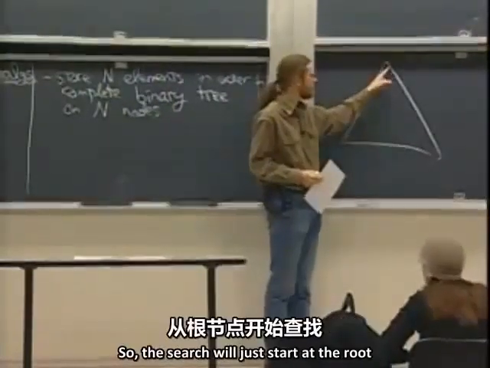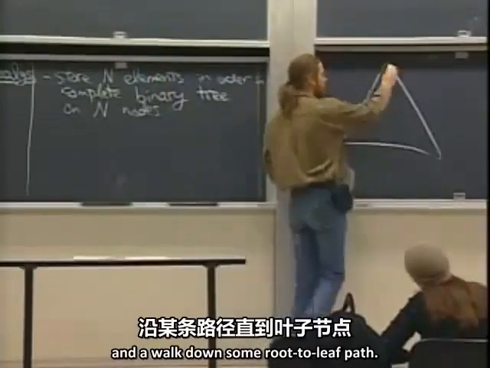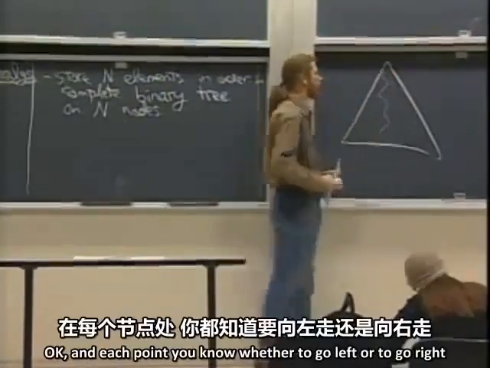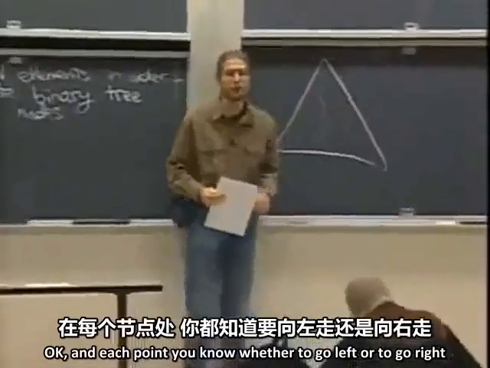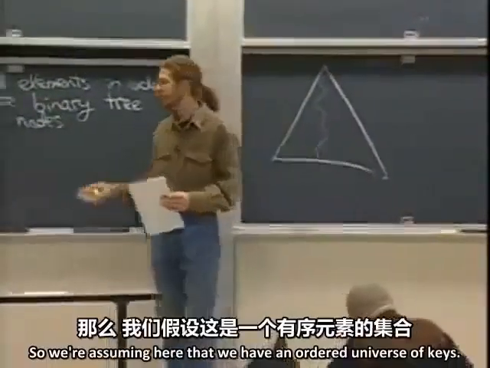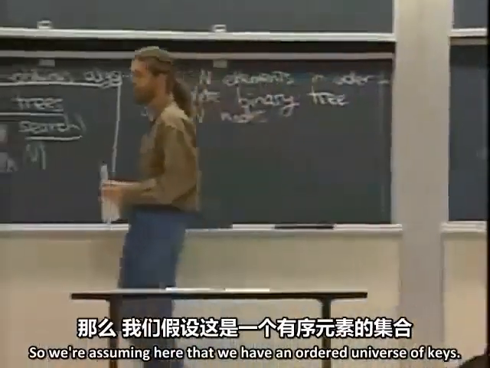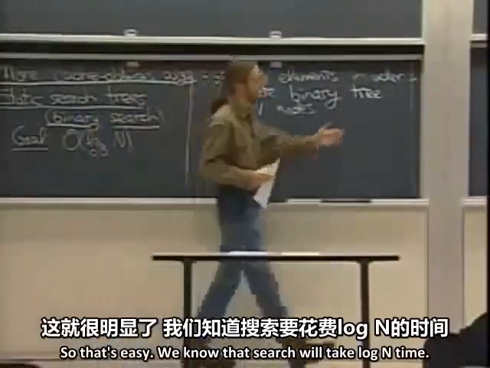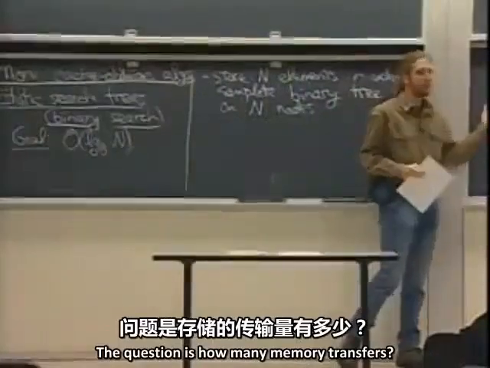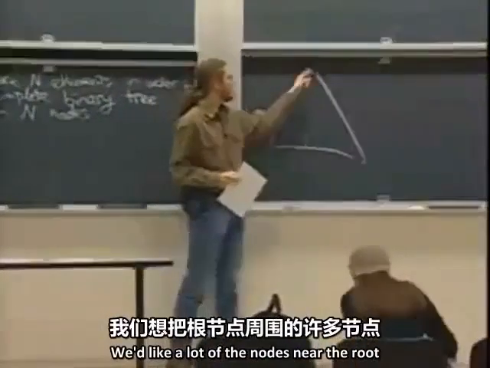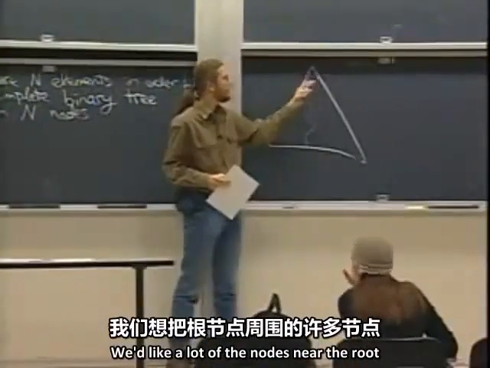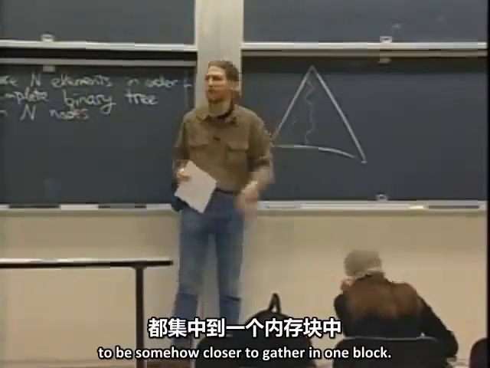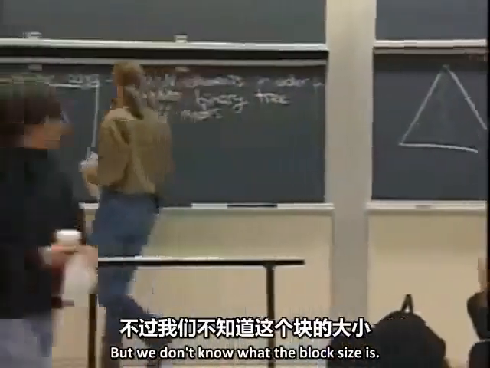Search will just start at the root and walk down some root-to-leaf path. At each point you know whether to go left or go right, because things are in order. So we're assuming here we have an ordered universe of keys. That's easy. We know that will take log n time. The question is how many memory transfers. We'd like a lot of the nodes near the root to be somehow clustered together in one block, but we don't know what the block size is.